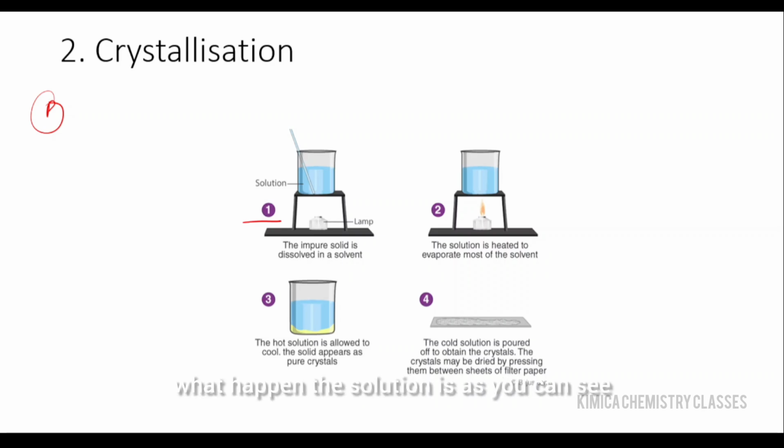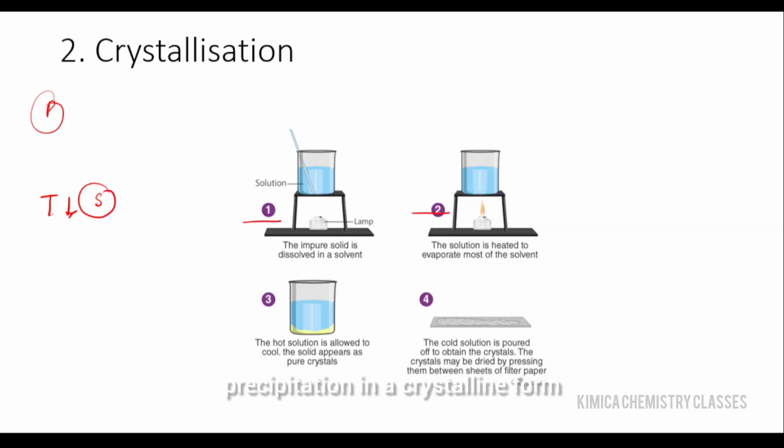In the next step, as you can see in the second picture, the solution is heated and concentrated to obtain a nearly saturated solution. This means evaporating some of the solvent. Upon slow cooling, the pure compound crystallizes out of the solution as the temperature drops. As the temperature drops, the solubility of the pure compound decreases, leading to its precipitation in a crystalline form.